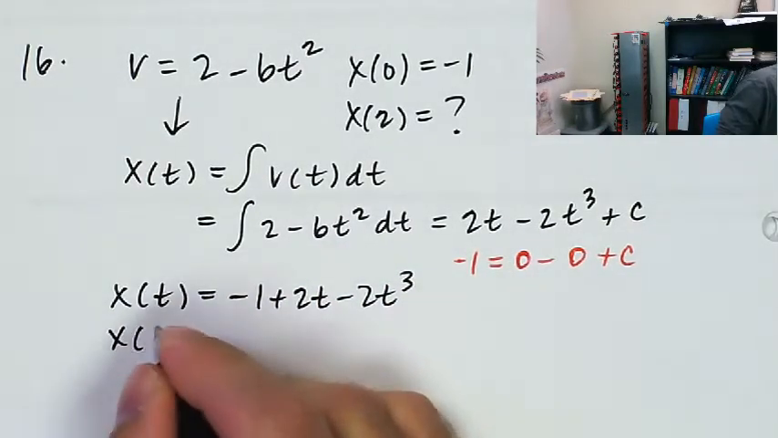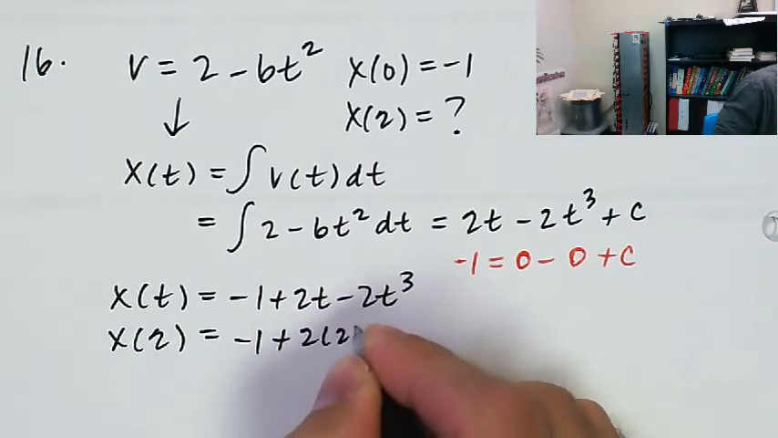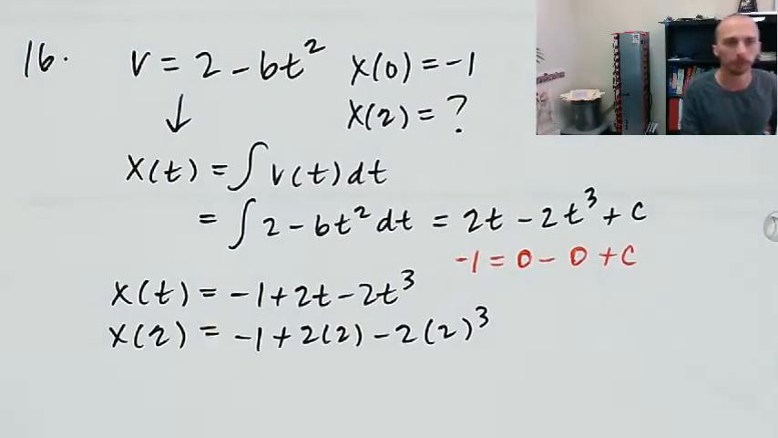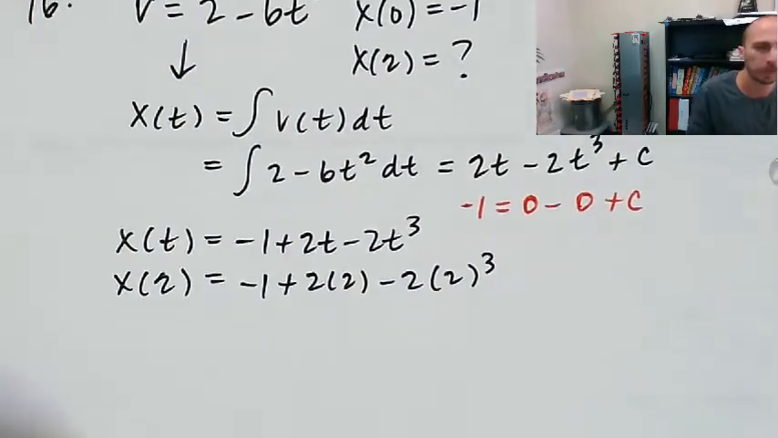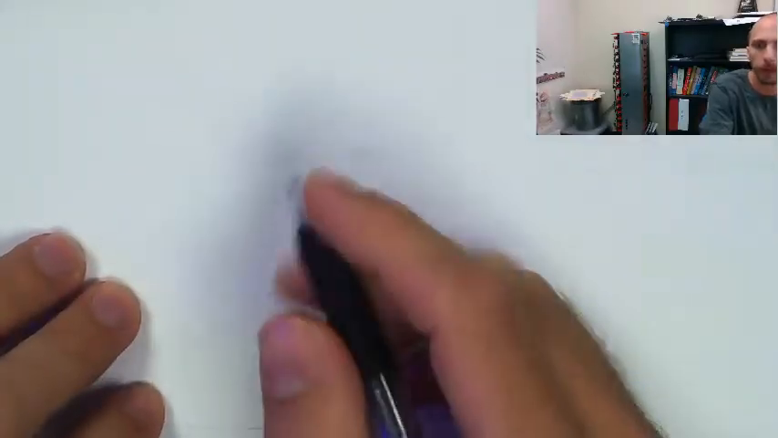And if I'm interested in x of 2, the position at time 2, I'm going to have -1 plus 2 times 2 minus 2 times 2 to the 3. That'd be a safe place for us to stop, because I know you all know how to compute that number. Right, let's see if that'll work.